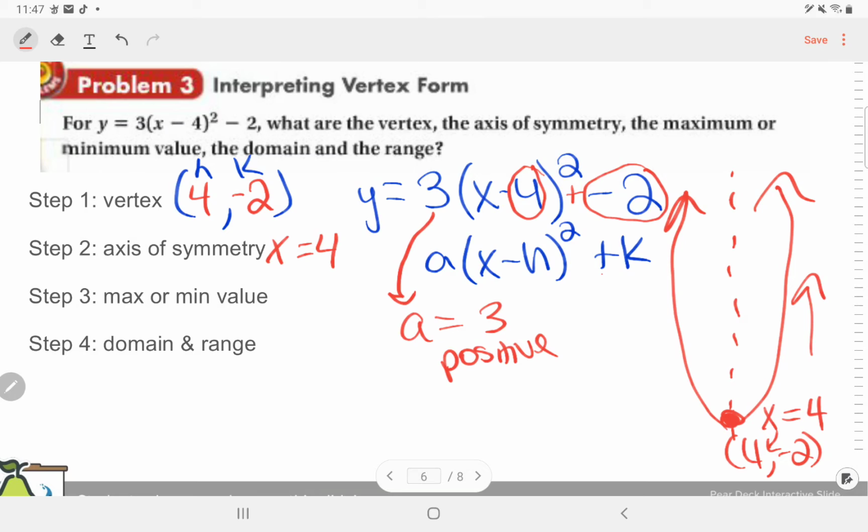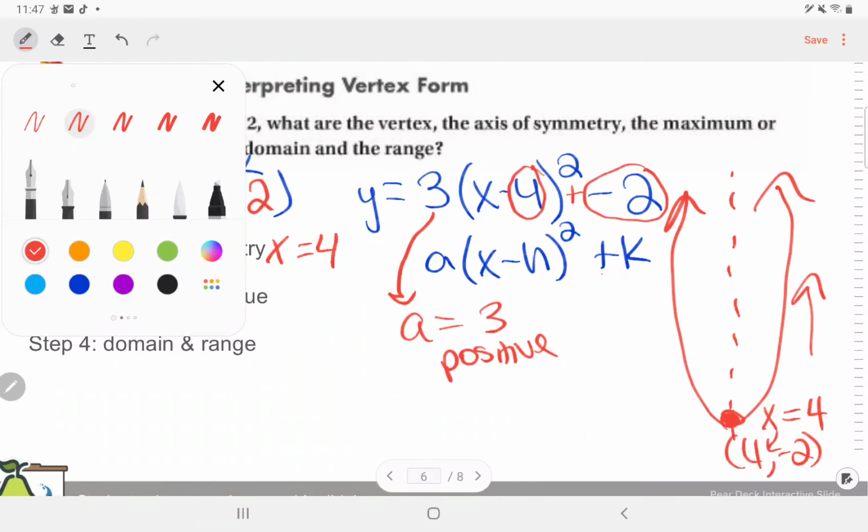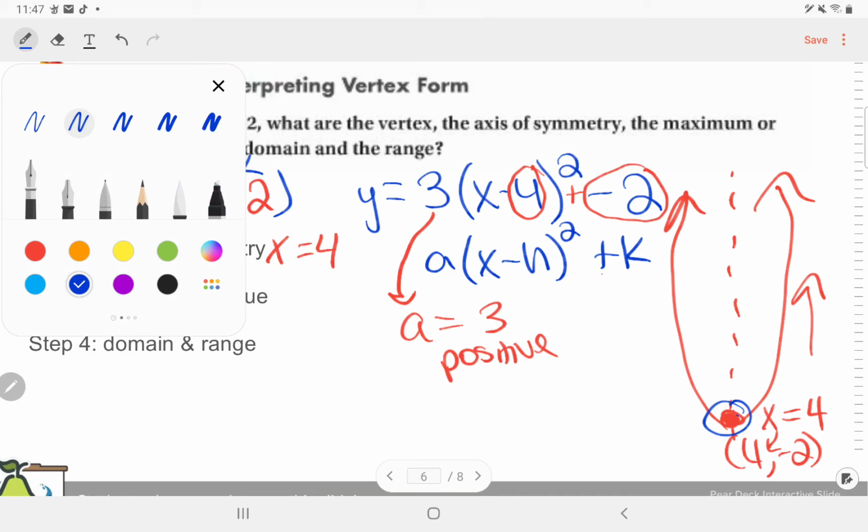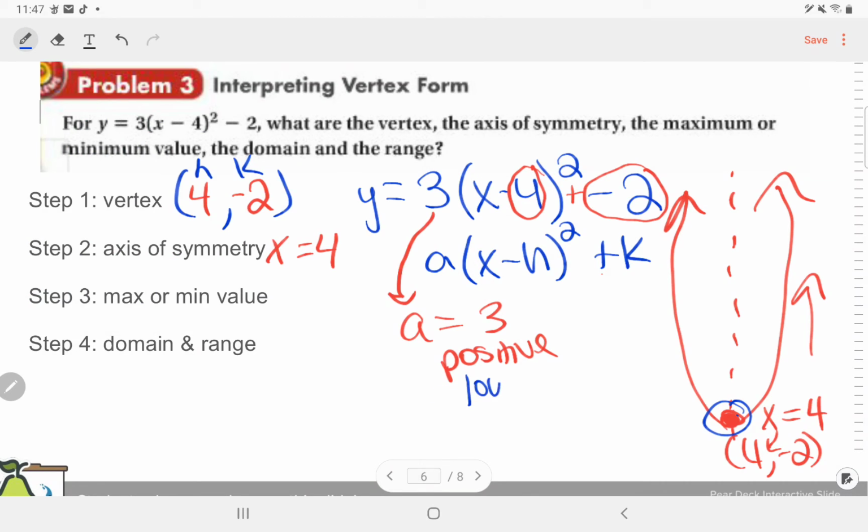So looking at this U, I see that my vertex is at the bottom of the U. So it is the lowest point. So it is the smallest point of my function. So looking at this, we know it's the lowest, so it's the minimum value. And that minimum value, in terms of y, is y equals negative 2.